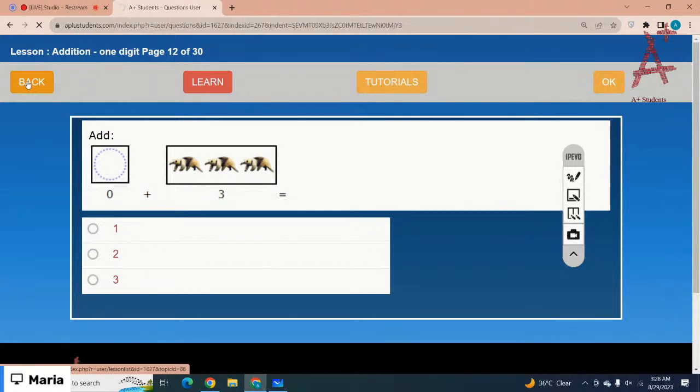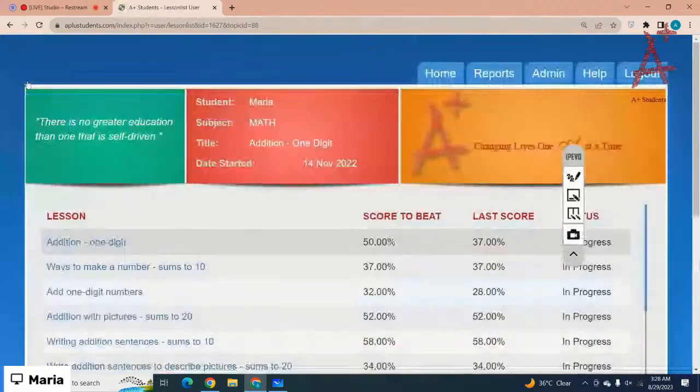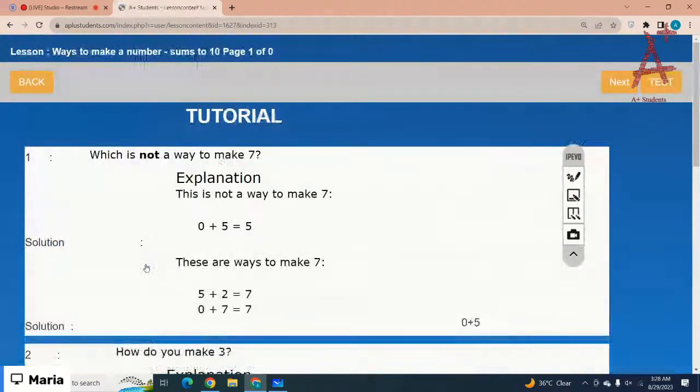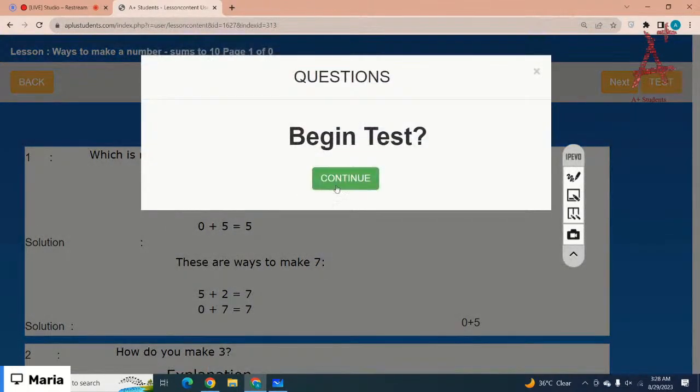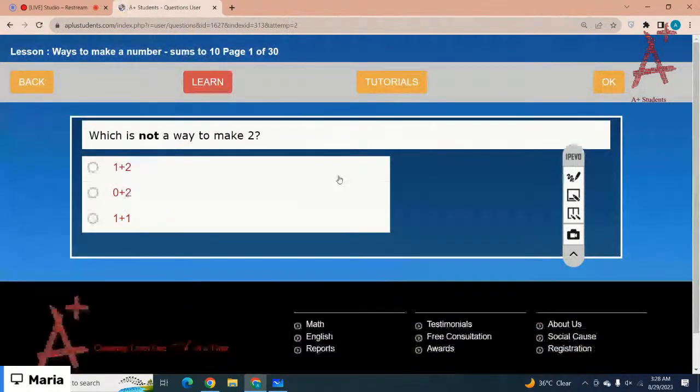The next lesson is ways to make a number sums to 10. Which is not a way to make 7. So basically you are given options, you have to see which is not a way. Like you have to select the option that doesn't make 7, right? So let's just start with the practice questions here. You are not given the options. So let's just start with the practice question.